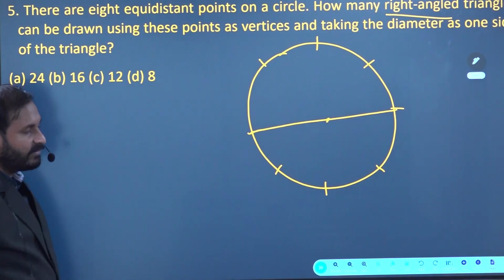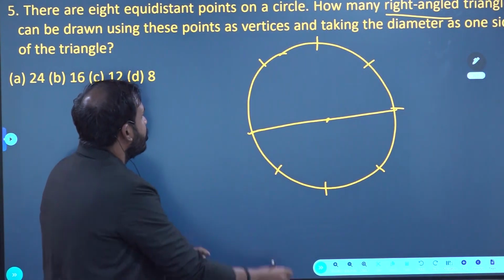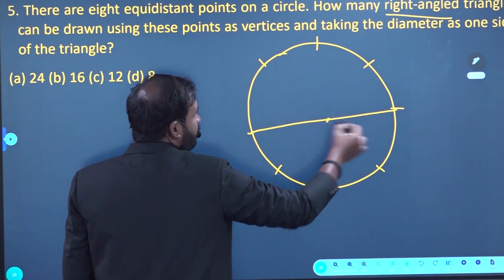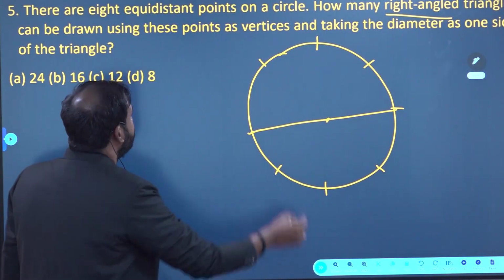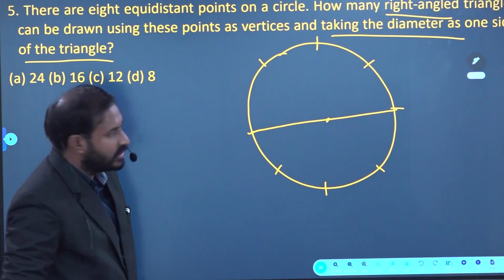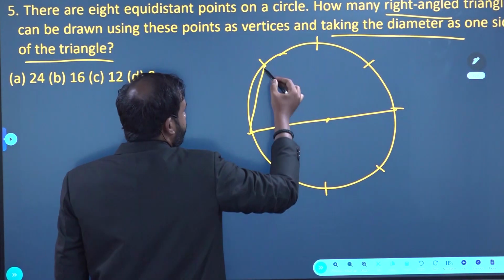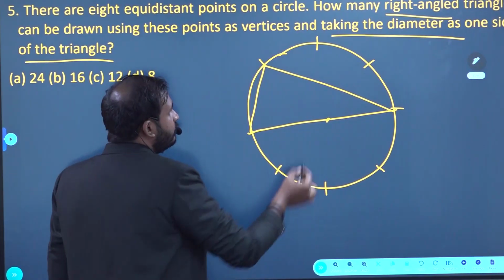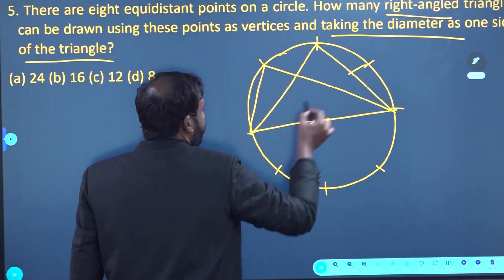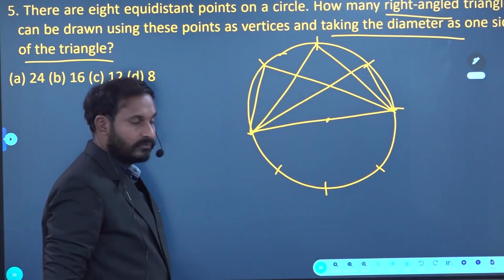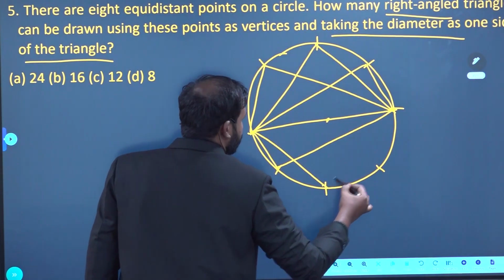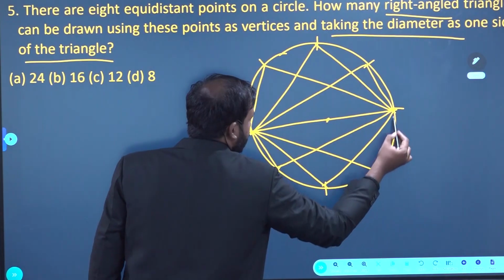With the help of that property, please see here, students. But in this case, I need to use only these points. So I consider this diameter as one side of the triangle. Why? Because they clearly said taking the diameter as one side of the triangle. Now please see here. One right angle triangle I have. Another I have. Another I have. Similarly, here I will have a right angle triangle, here also, and here also.